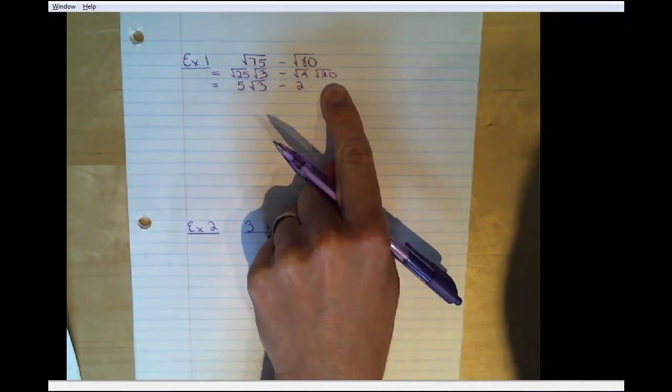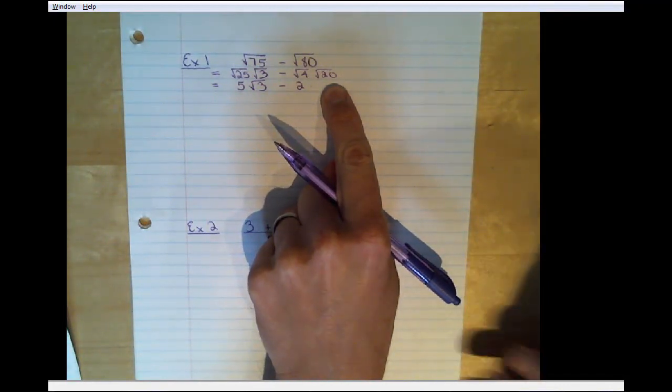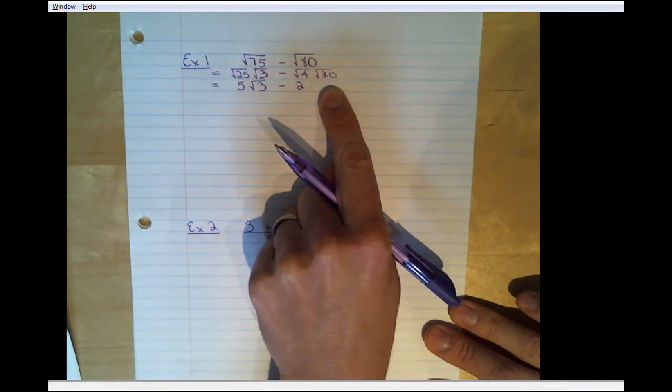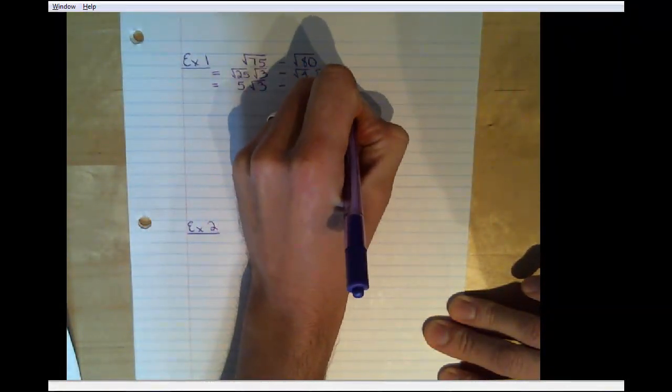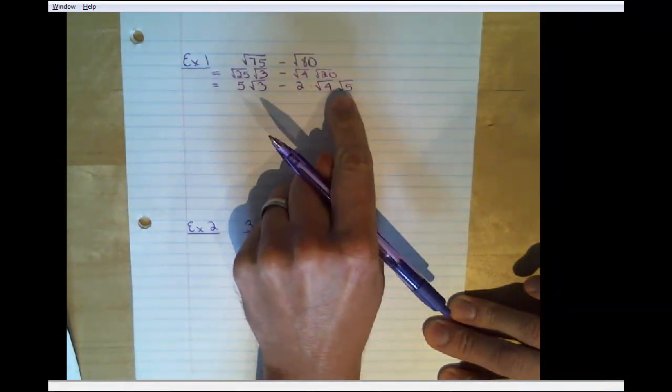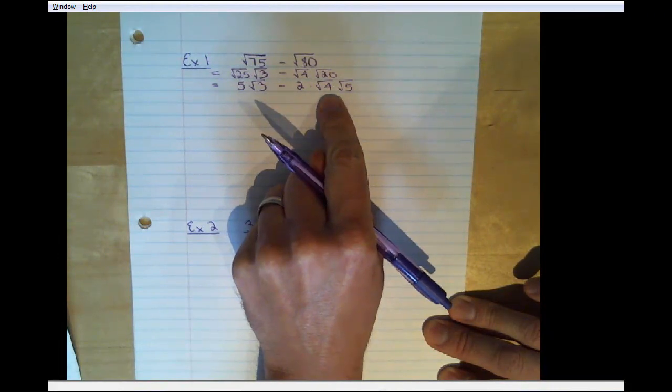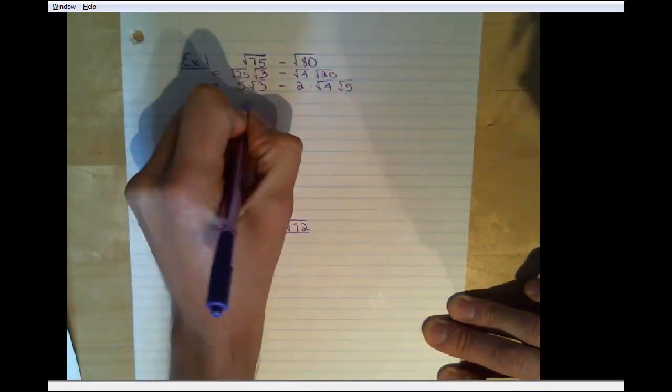Here you're left with 2. Now look, root 20 can go down further. What two numbers multiply to give 20? Again, think of your perfect squares, and you should come up with root 4 times root 5. Again, I write the root 4 first and the root 5 second, because I know root 4 will break down, it's just 2. So continue. This term hasn't changed.